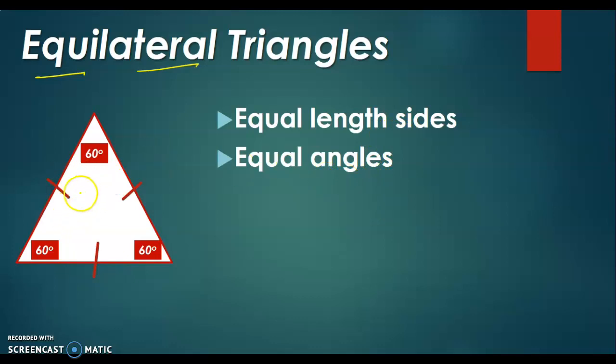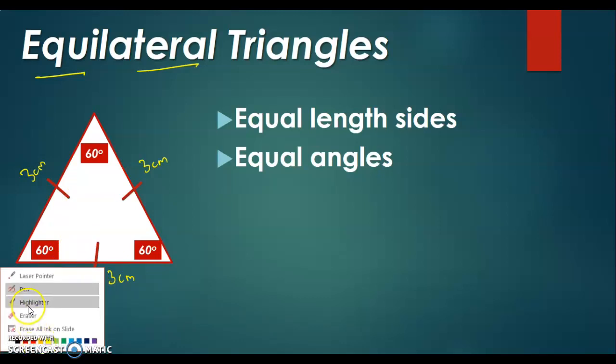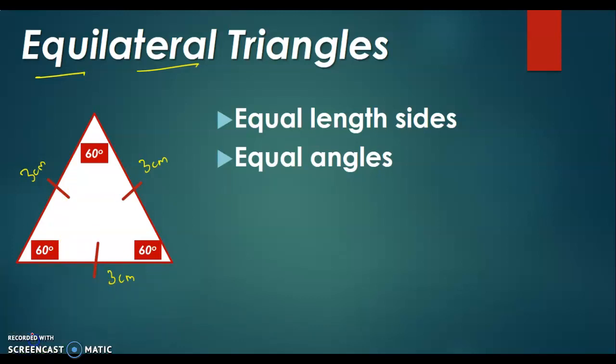For the sides, it could be 3 centimeters, 3 centimeters, and 3 centimeters, or 4 inches, 4 inches, and 4 inches, or 6 meters, 6 meters, and 6 meters. It does not matter. But for the angles, one pretty important angle fact is that all the angles add up to 180 degrees. So the only angle combination you can have is 60 degrees, 60 degrees and 60 degrees. That would give you 180 degrees in the end.